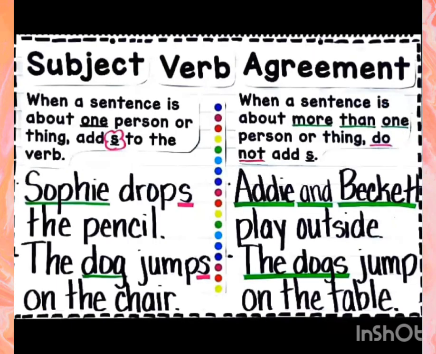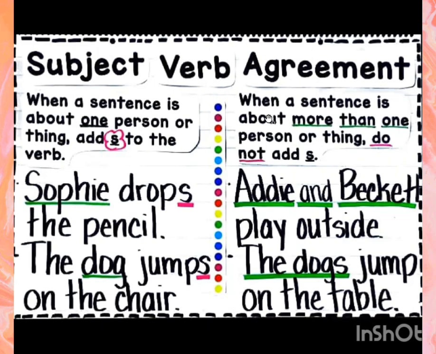Let's be more clear with this slide. When a sentence is about one person or thing, we have to add S to the verb. Example is given here. Sophie drops the pencil and the dog jumps on the chair. You can see Sophie is a singular noun and drops has S. Dog is also a singular noun wherein jumps has S along with it.